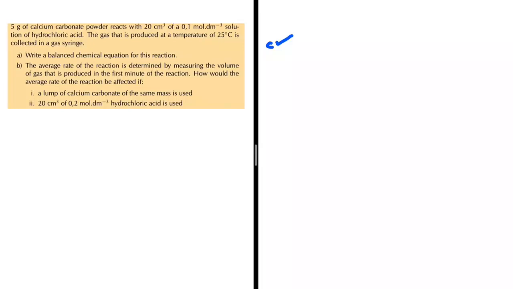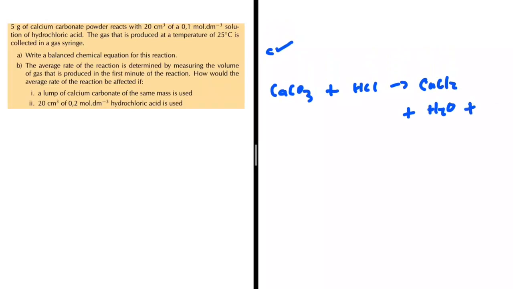And then the first question: write a balanced chemical equation for this reaction. So let's go ahead and do that. We have calcium carbonate, which is CaCO3, plus HCl, hydrochloric acid. And then this is going to give us CaCl2 plus H2O plus CO2. There we go. Now we just need to balance our equation by placing 2 as a coefficient of HCl. So that is the first part of the question.